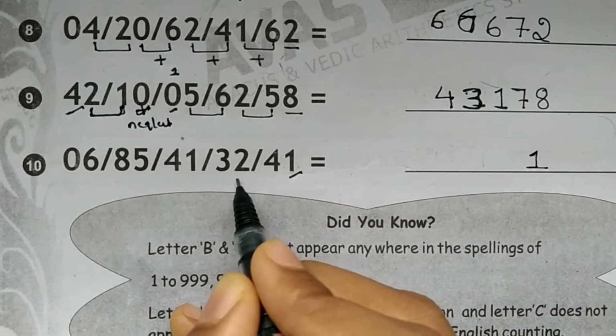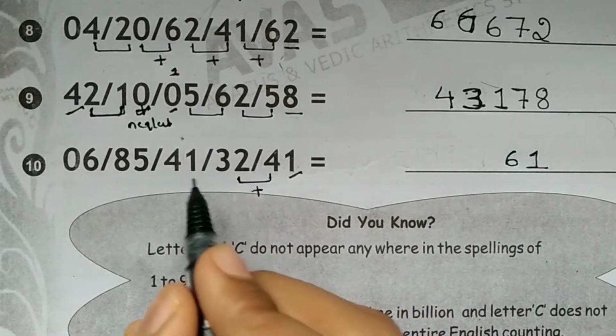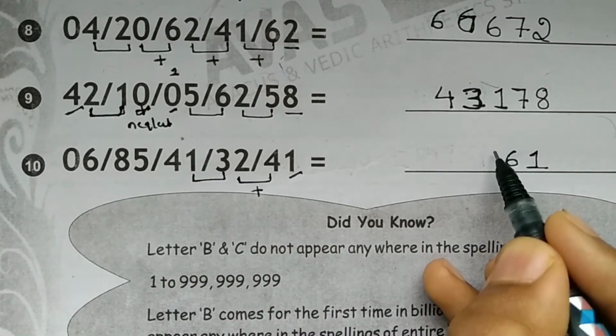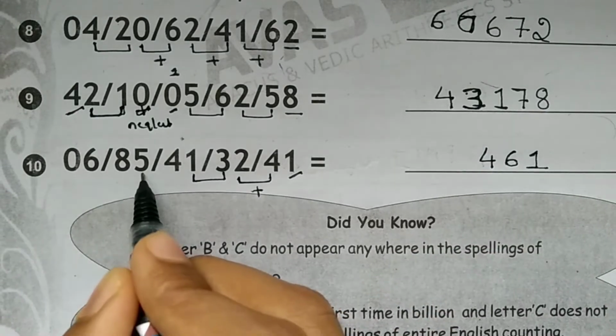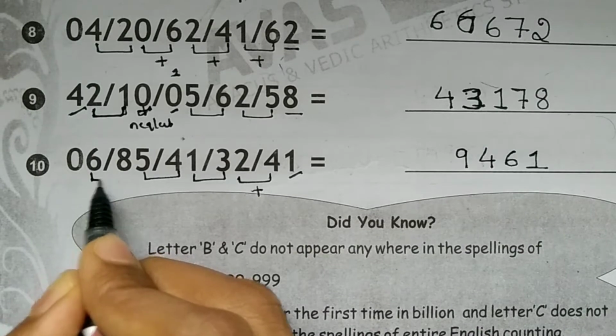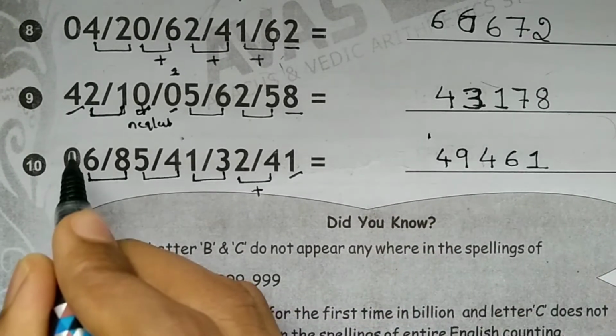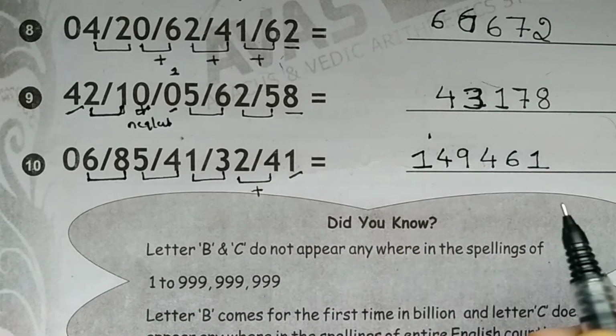Let us go to 10th problem. Last digit is 1. Then 4 and 2 is 6. And 3 and 1, it is 4. And 4 and 5, that is 9. And 8 and 6, that is 14. 1 is remaining.